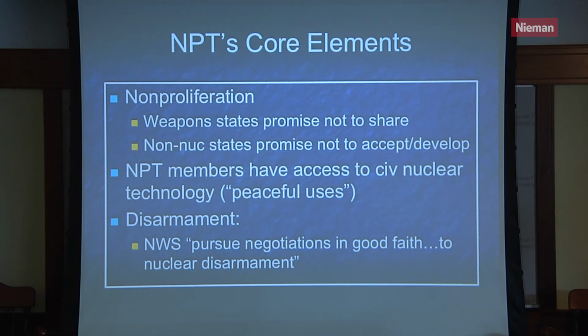Second pillar is peaceful uses. NPT members, because these non-nuclear weapon states are giving up the right to nuclear weapons, giving up their sovereignty, are repaid in part by having access to civilian nuclear technology. Obviously, they enjoy other benefits too. A proliferated world is dangerous, but one of the promises, one of the benefits, is supposed to be access to civilian nuclear technology. And then finally, disarmament. Article 6 in the NPT obliges nuclear weapon states to, quote, pursue negotiations in good faith towards nuclear disarmament. So non-proliferation, peaceful uses, and disarmament.